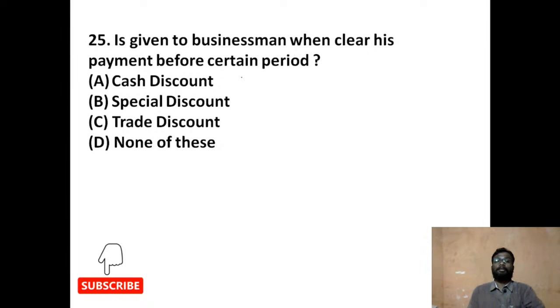Which discount is being given? That is the cash discount. Cash discount will be given for paying before a certain period or due date, whatever it might be.